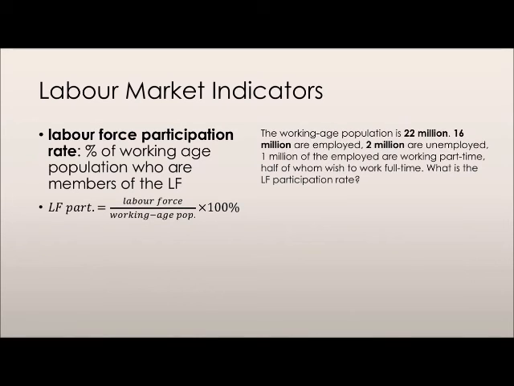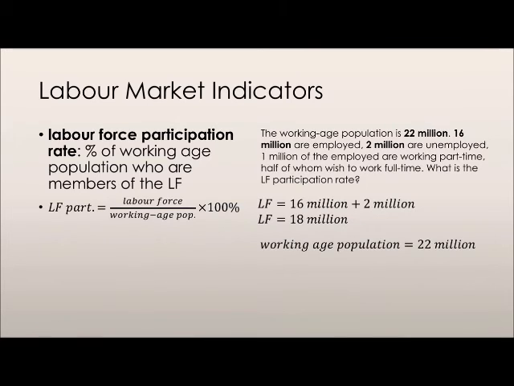Let's use the same example here, but let's take out the stuff that we don't need. So to calculate the labor force, we already know we take 16 million that are employed plus the 2 million that are unemployed. We add them together and we get 18 million. And the working age population is actually also just given to us as 22 million. Now we're going to take the labor force and divide that by the working age population, so that's 18 million divided by 22 million, and we're going to multiply that by 100. And that'll give us our labor force participation rate of 81.8%. Simple.